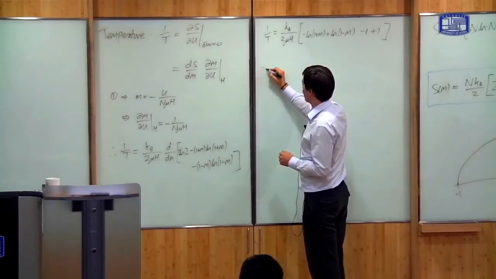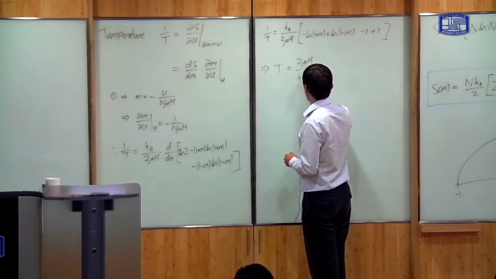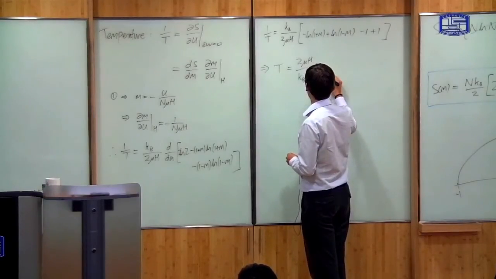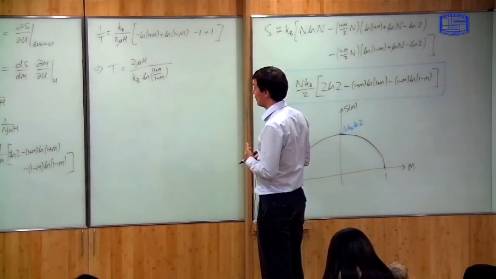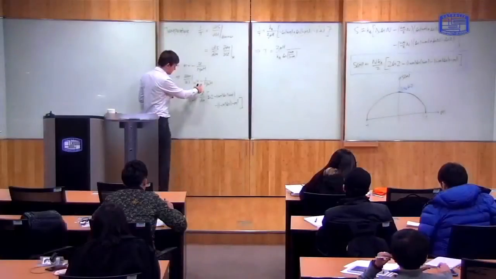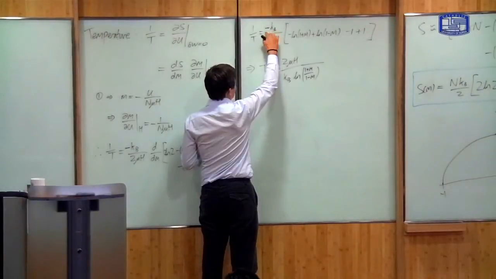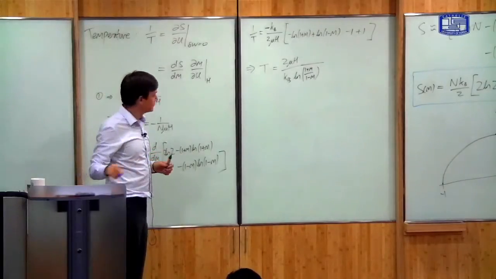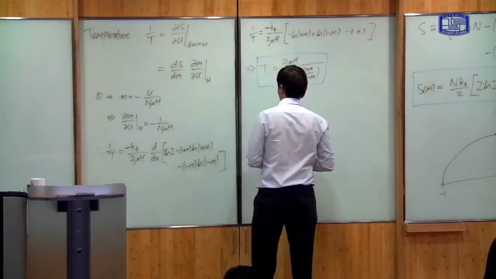These cancel, and therefore I can rearrange this to get that temperature is equal to 2 mu h over k_B times the logarithm of (1 plus m) divided by (1 minus m). Hold on, there's a minus sign missing, right? This minus sign is gone, so there should be another minus sign here. Sorry. Right. And then this one cancels with that one to give you that. Okay, so this is our formula for the temperature as a function of m.